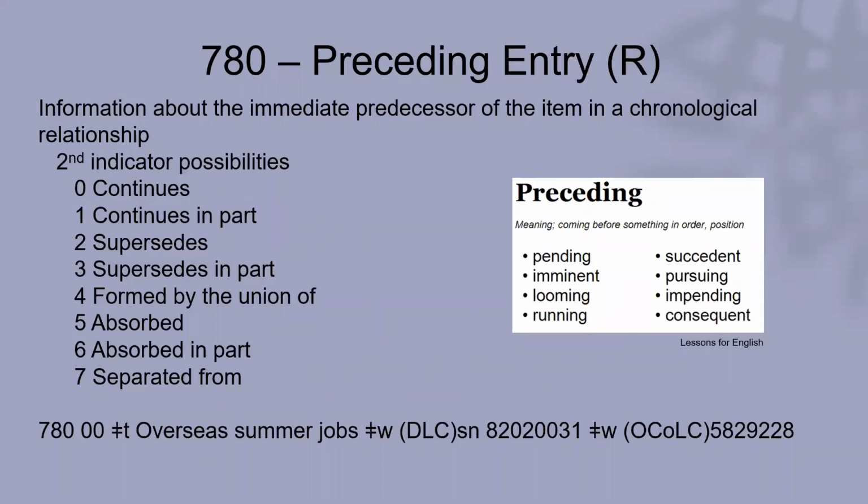So now we're going to talk about some 78X fields. The 780, which is the preceding entry. The MARC tag 780 may be repeated if there is more than one predecessor. The second indicator dictates the display in the public catalog, and this tag is the link to the predecessor and includes the control number so the cataloger can trace the history of the serial and the changes within the serial. This connection between the records is input by using the Insert from Cited Record option in OCLC Connexion under the Edit tab.